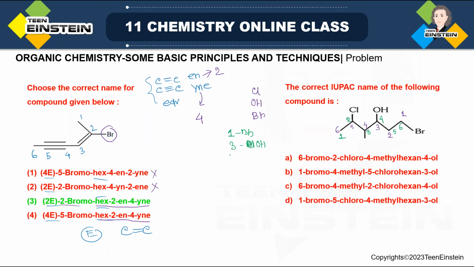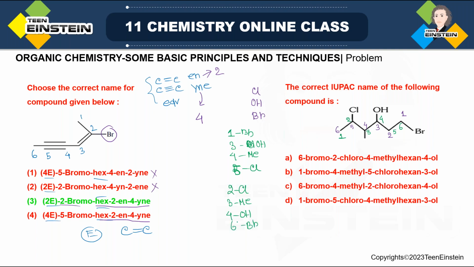Then at 4 position there is a methyl group. Then at 2 position there is Cl. So it is 1, 3, sorry, it is 5. Just follow the purple numbering. According to that, these are the positions 1, 3, 4, and 5. But if I am following the green one, now at 2 position there is chlorine, at 3 position there is methyl, then at 4 position there is OH, and at 6 position there is Br.